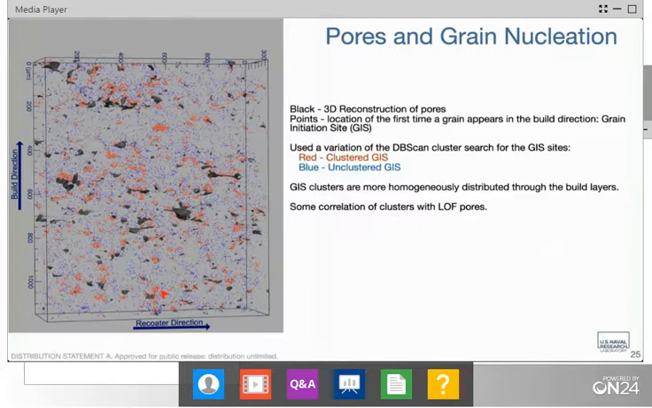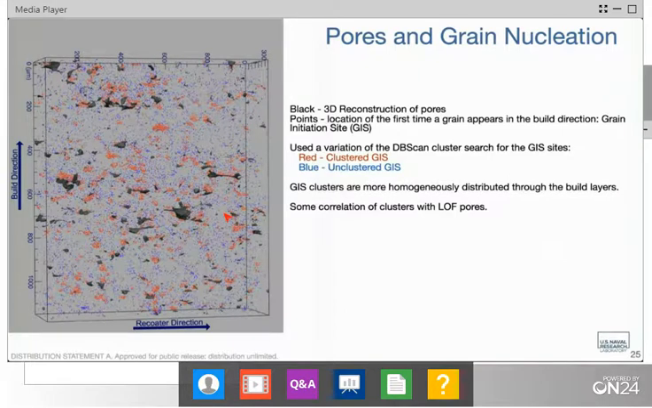Same thing with this cluster down here, even though the perspective makes it look like it's next to this pore, it is not. It's actually deeper within the sample. And so this cluster down here is again kind of off by itself. Contrast that with one of these lack of fusion pores, and specifically this one up here. You can see there's a whole bunch of red dots that sit right along that edge. And that's actually a nucleation of a bunch of new grain orientations that show up with this particular cluster.